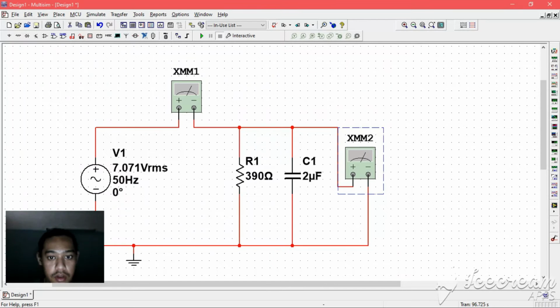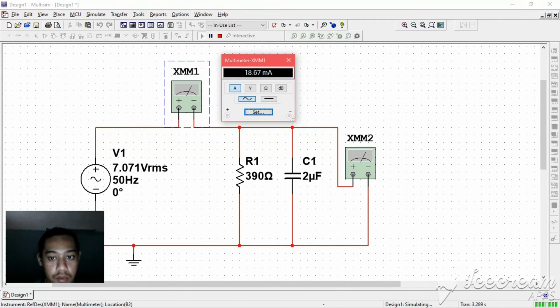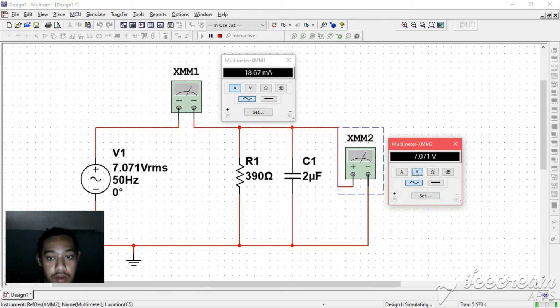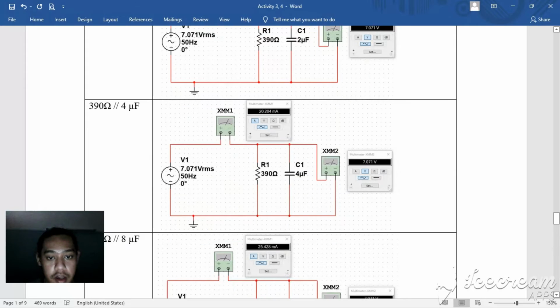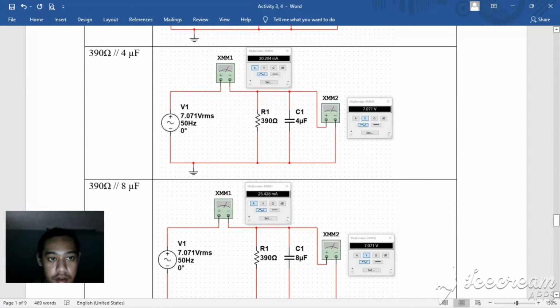and record the result. So I am going to show you the simulation of the first one, 390 ohm and 2 microfarad capacitor. So we have here the value of the current is 18.67 milliampere. The value of voltage is 7.01 volt. For the other values, I have done it, and this is the result.